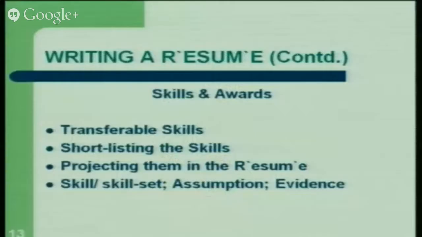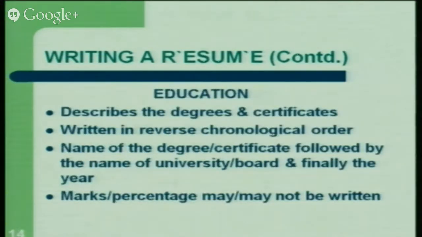Skills and awards. We write down transferable skills in case of freshers. I told you how to shortlist or come up with a list of skills, shortlisting the skills in pertinence with the job profile, then reflect them, place them according to the requirement of the job profile in your resume, although they are not the strongest skill. Your strongest skills will come much later. Okay, then projecting them in the resume, then the skill or skill set will be placed. First there will be an assumption about the skill, and then there will be an evidence. For the skills that you cannot provide an evidence, you will not put them there in skills and awards.